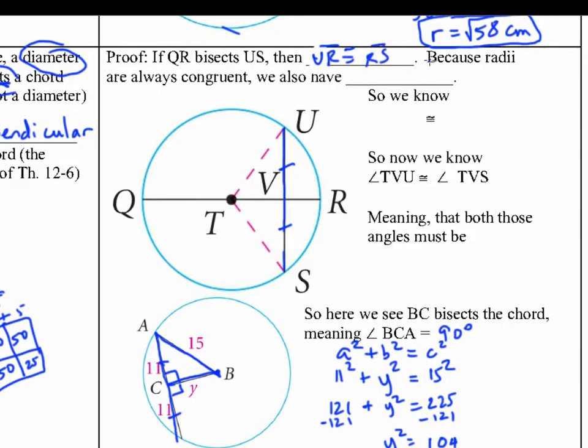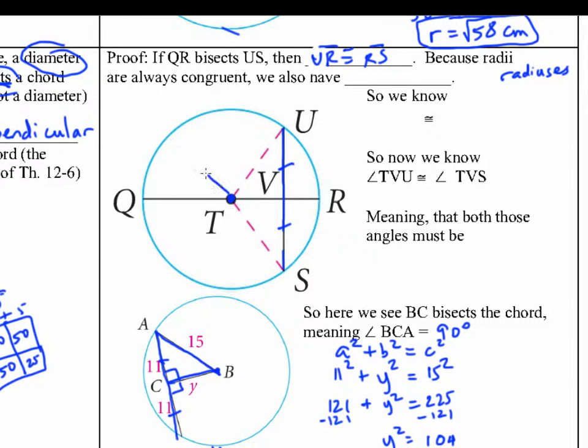Let's see, what else do we know? Because radii, the plural of radius, just like cactuses or cacti, are always congruent. It doesn't matter whether you go from here up to here, or from here to here. That's always congruent. So these are also congruent. You know that TU is congruent to TS. So let's put a double tick here.